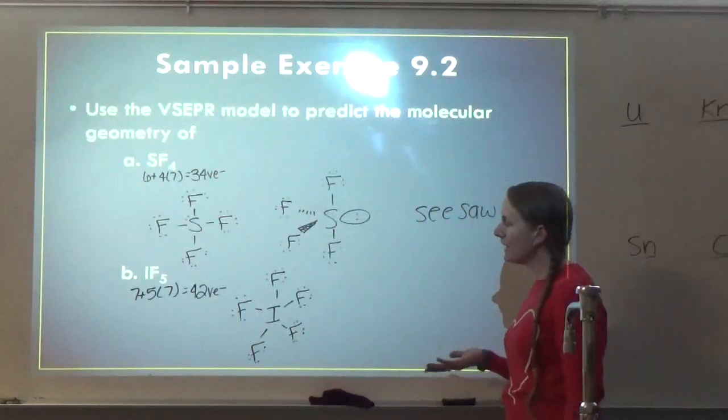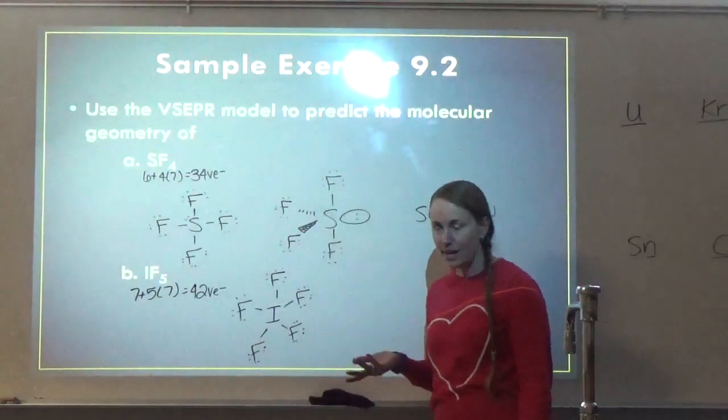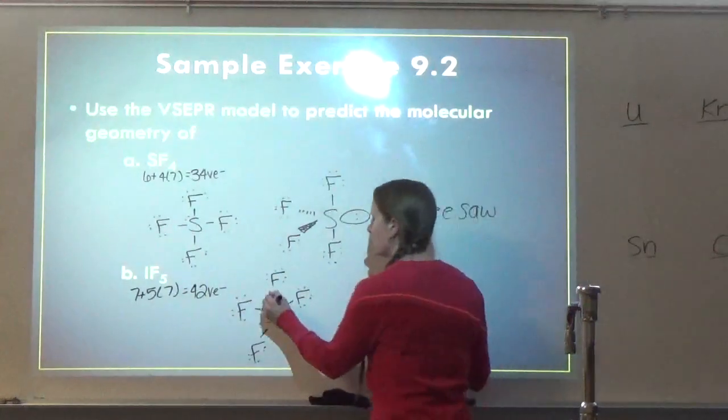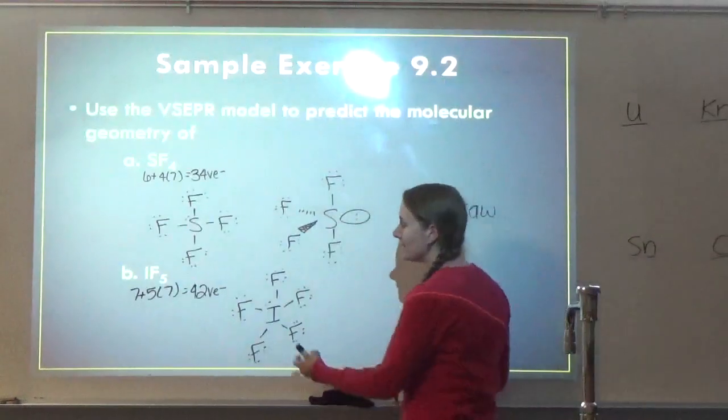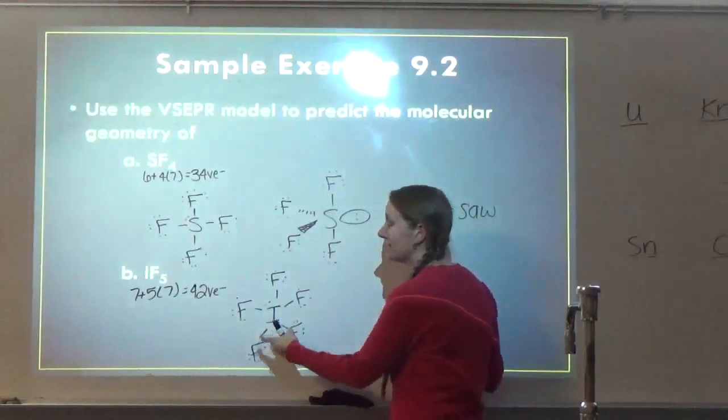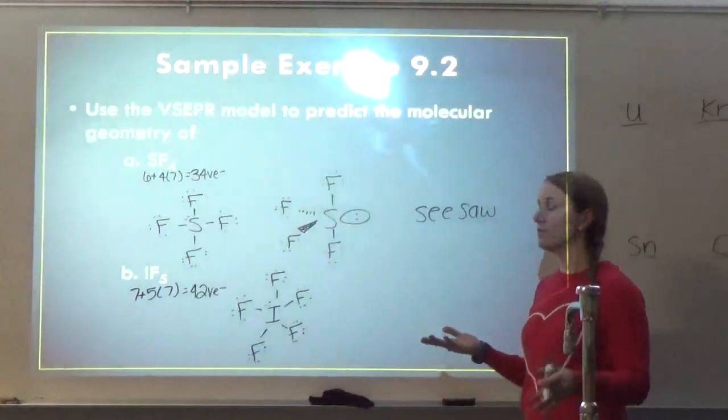Alright, so when I count, I have 40. I need to have 42, so my only option is to put 2 more on my central atom. Once I do that, I can see I have 1, 2, 3, 4, 5, 6 domains, so I'm going to base it off of octahedral.